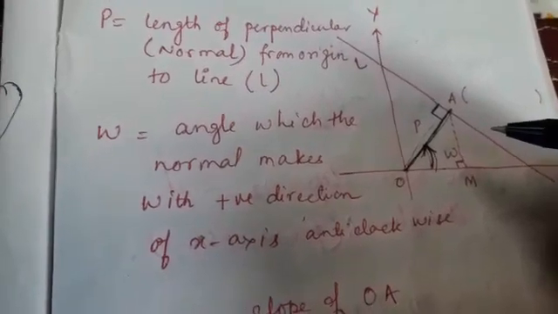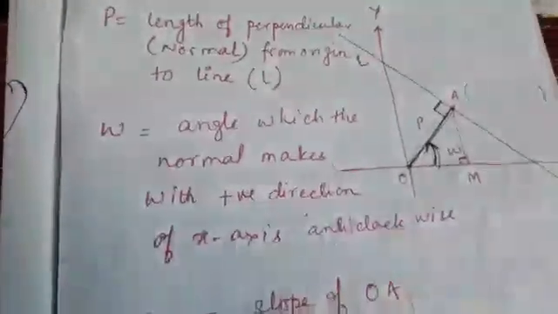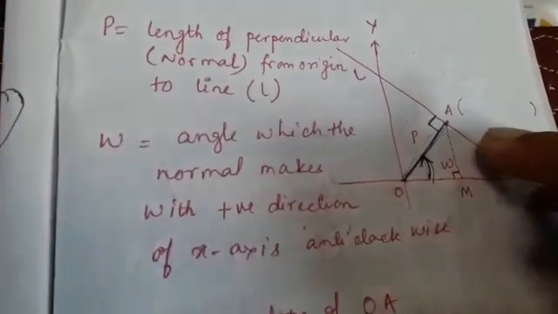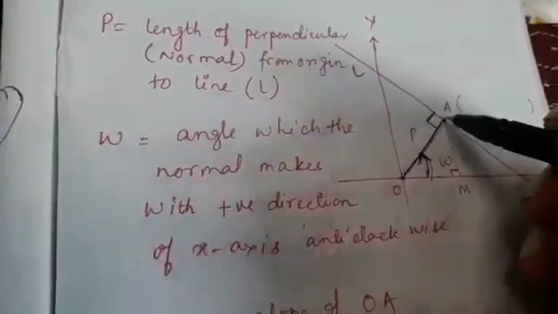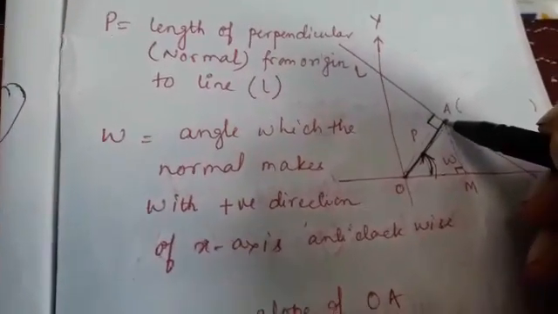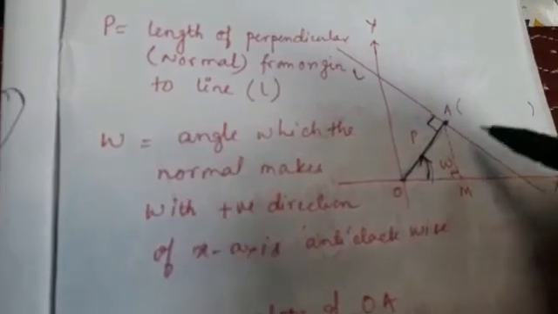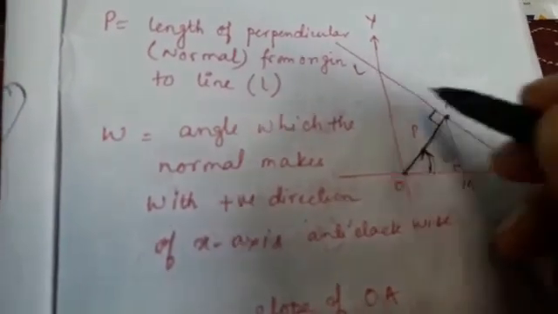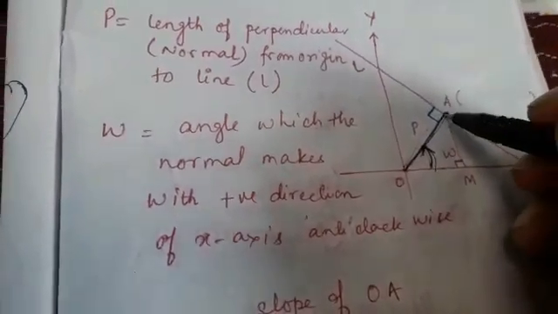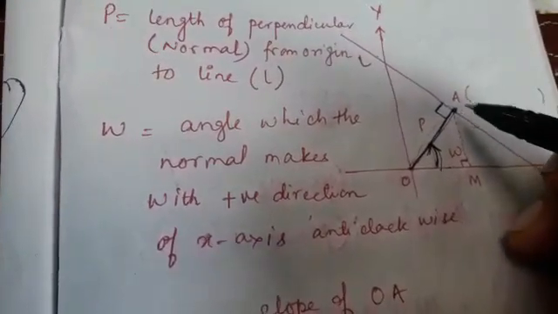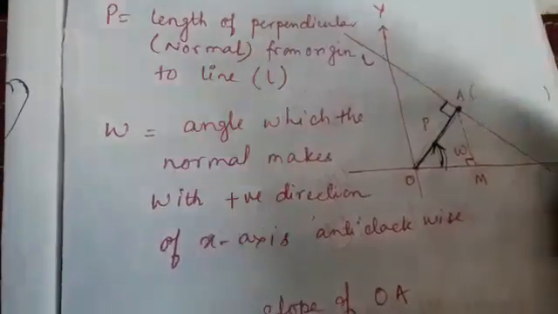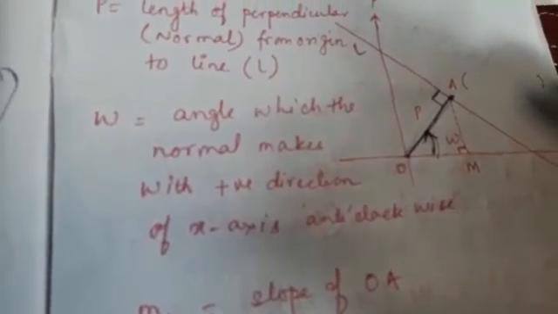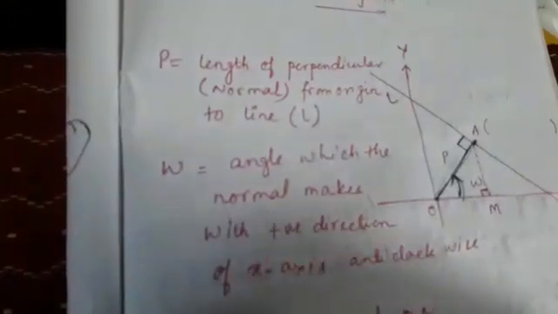Remember, in the normal form, what you are supposed to do is get the equation of the line. To get the equation of the line, we need a point and the slope of this line. So our target is to calculate the point through which this line L is passing, that is the coordinates of A, and the slope of L. If we get these two, we can easily get the equation of that line. Understood?